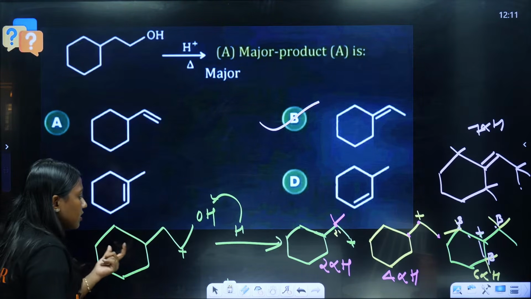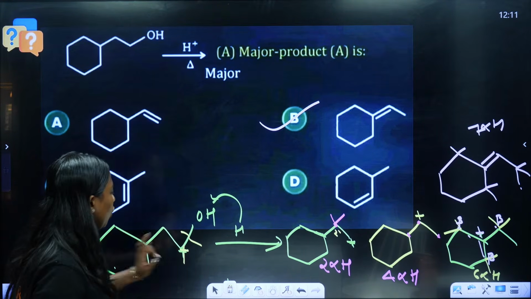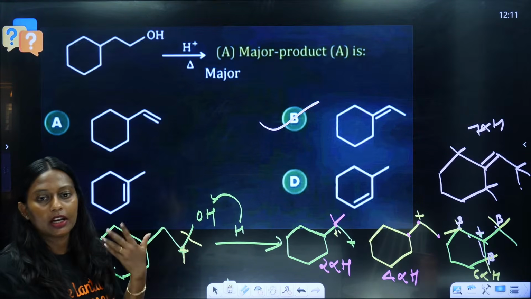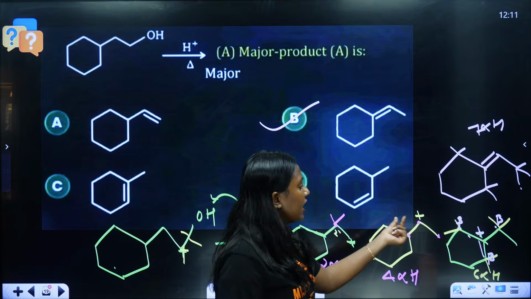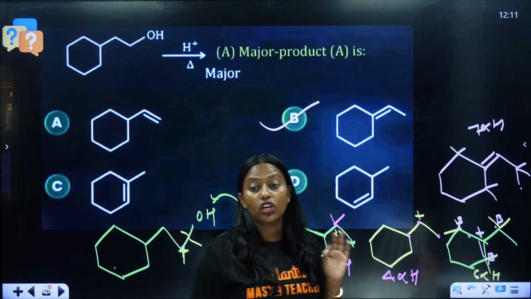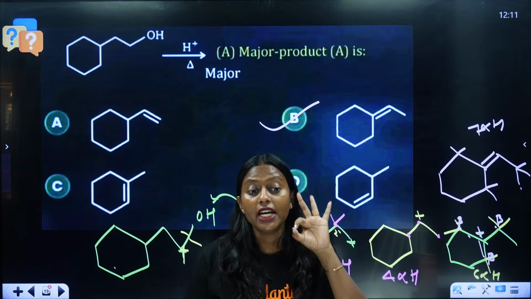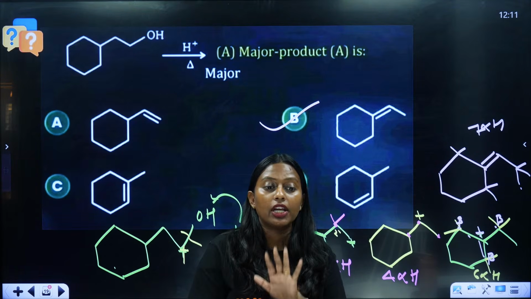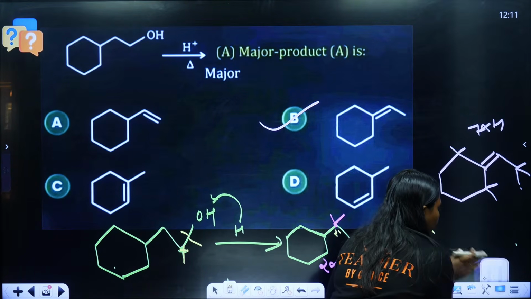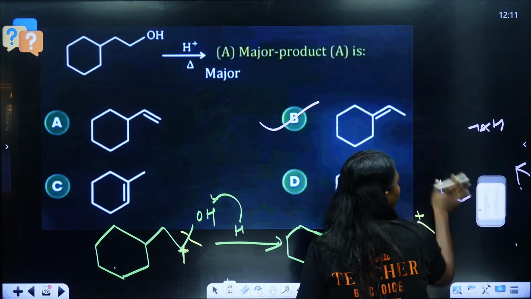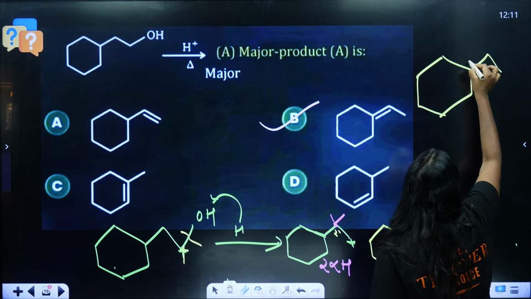So here you can see this is our reactant. So what will happen? OH will eliminate, carbocation will form. If rearrangement is possible, rearrangement will happen. So it is primary carbocation, it is secondary carbocation, tertiary carbocation. Which carbocation is more stable? Obviously tertiary carbocation is more stable. So I am going to write the tertiary carbocation here. This is the tertiary carbocation.